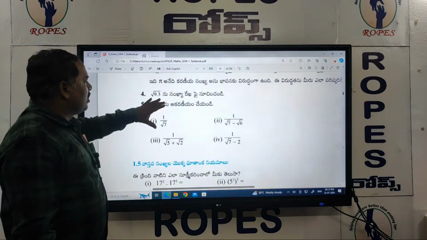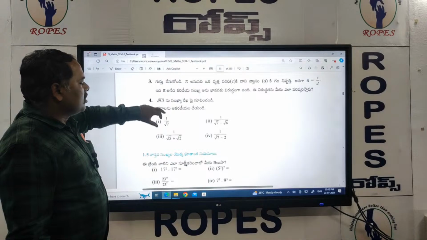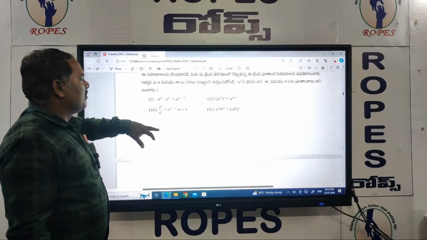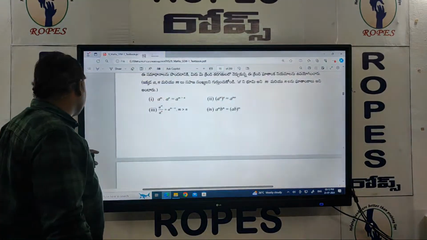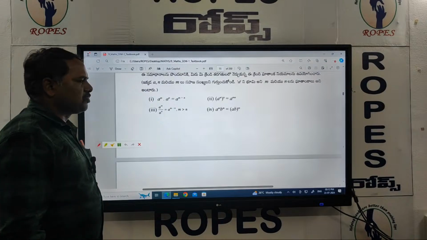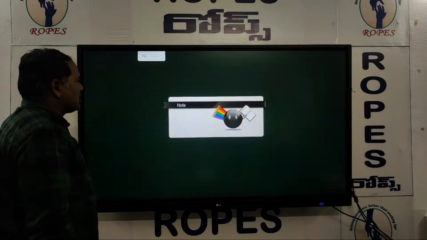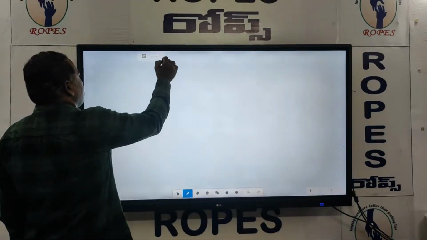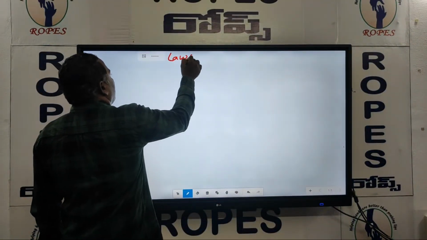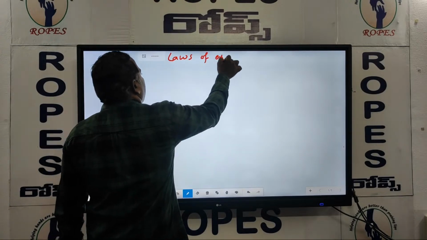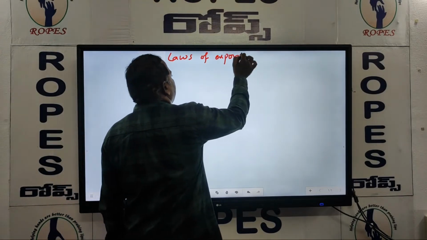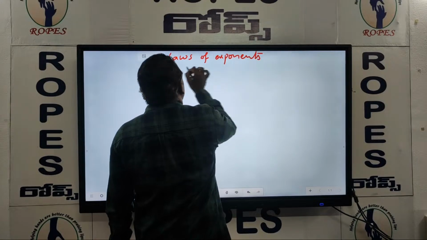So before going to learn about exercise 1.5, first we should learn what are the laws of exponents. After discussing the laws of exponents, we'll go to exercise 1.5. First we'll write the laws of exponents. These are all formulas.